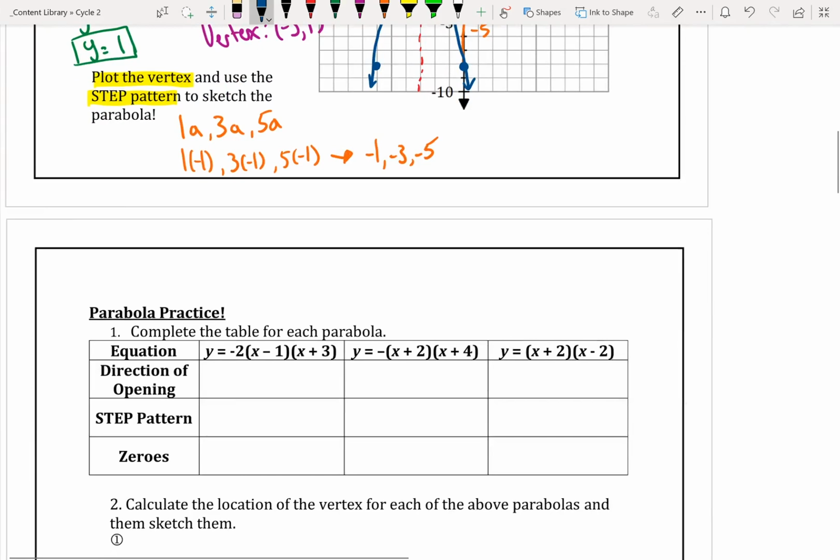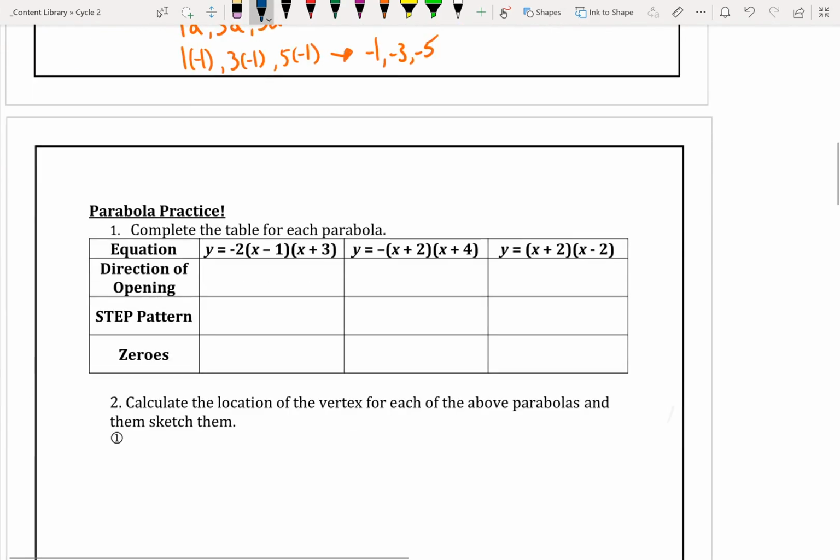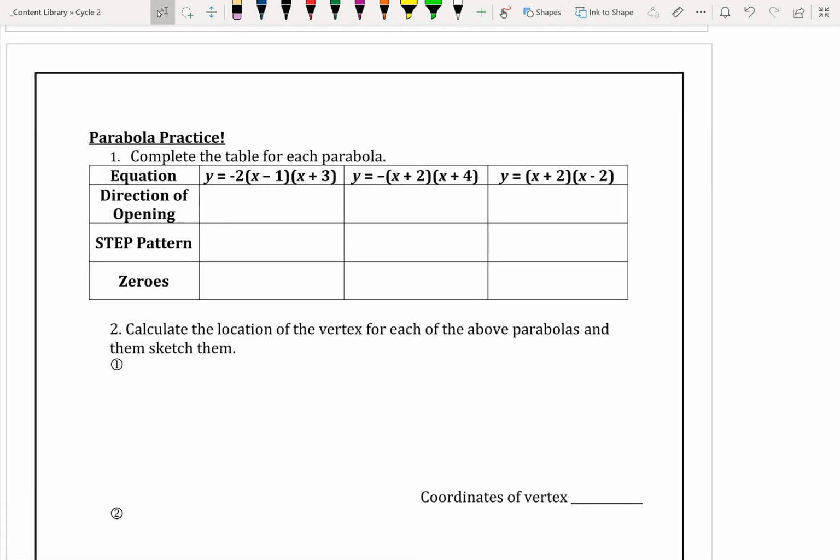So let's go through some practice again. There's a couple steps to each one, but I'm just going to go through one example of all of them, and then you can try the rest on your own. So in the first one, direction of the opening. I'm looking at that a value. Because it's a negative, it opens down.